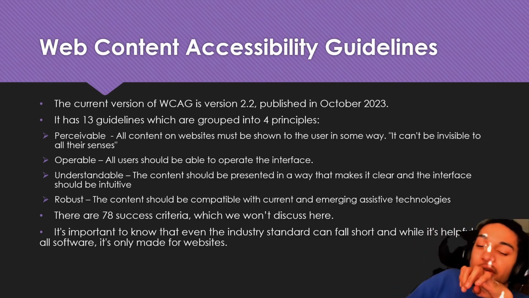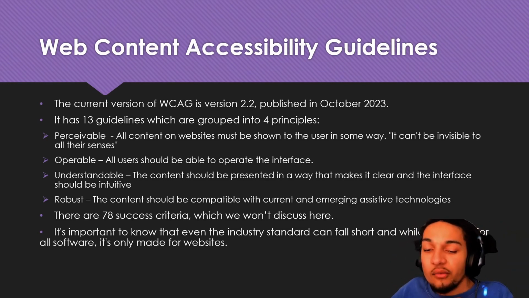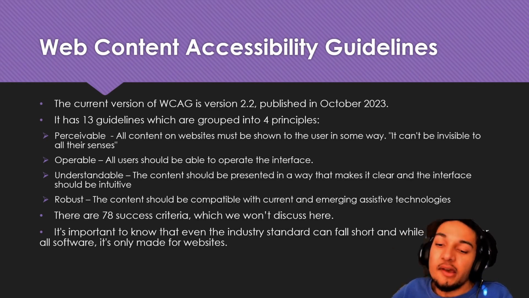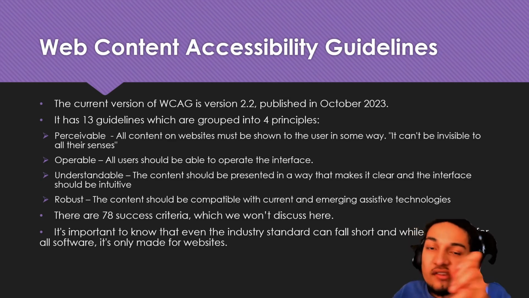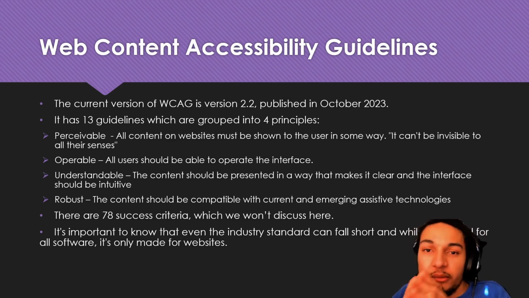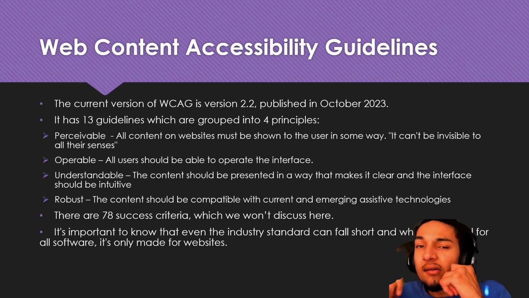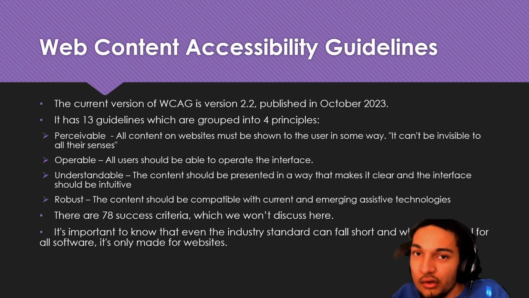Those 4 principles that I talked about are perceivable, operable, understandable, and robust. Perceivable means that all content on websites is shown in some way to the user. According to the WCAG, it can't be invisible to all of their senses. So even if they can't see it, they're able to hear it using a screen reader, for example. Or if they can't hear, then they've got subtitles, or something like that. All web content is presented to them in some way.